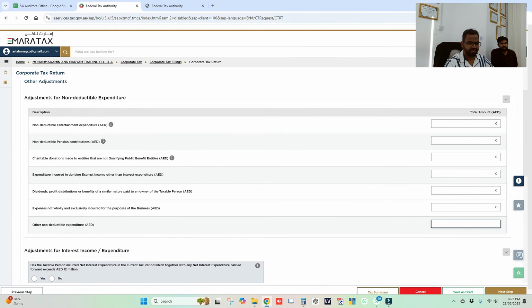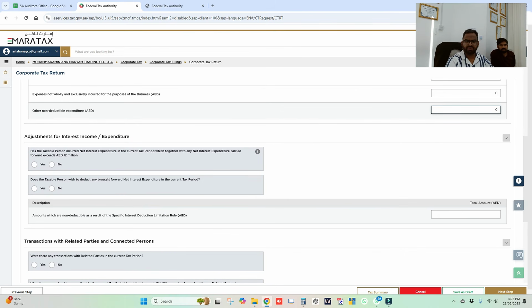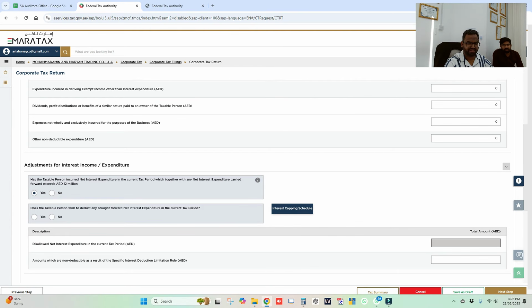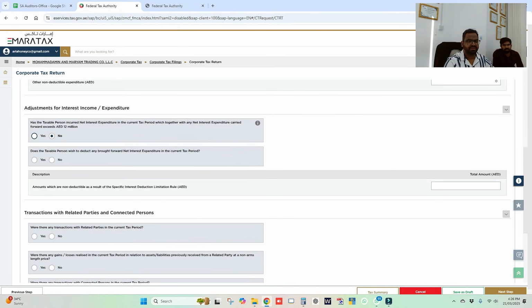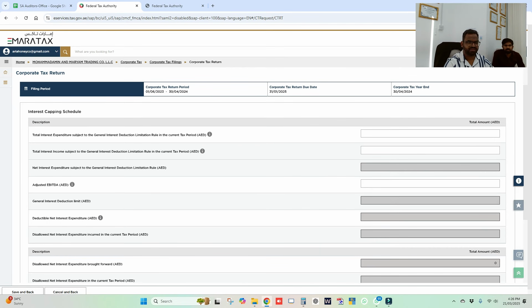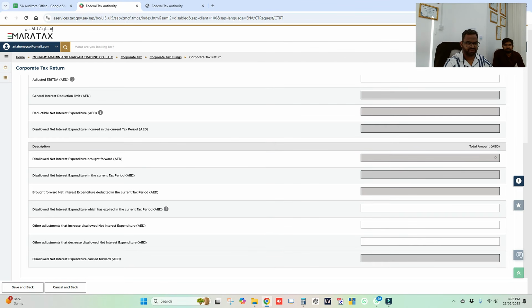Other non-deductible expenditure. Has the taxable person incurred interest expenditure in the current tax period which, together with the net interest expenditure carried forward, exceeds 12 million? No. If yes, then you have to put all the details, the interest capping schedule you have to put. Okay. I will show you what this is. Okay, this is like this: how much interest expenditure you paid, EBITDA, everything you have to calculate.